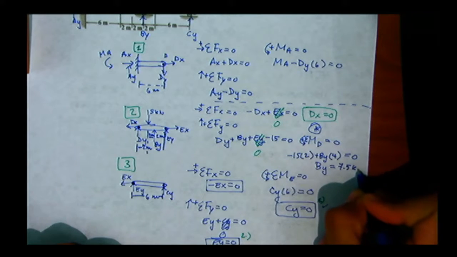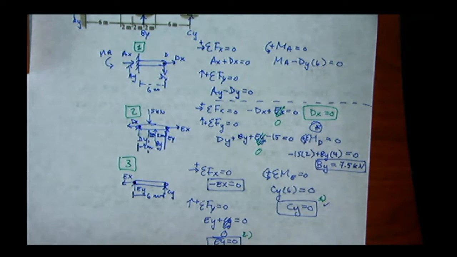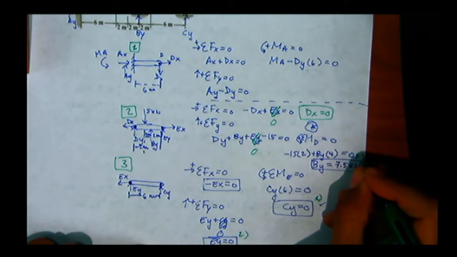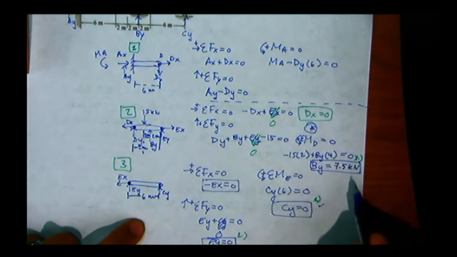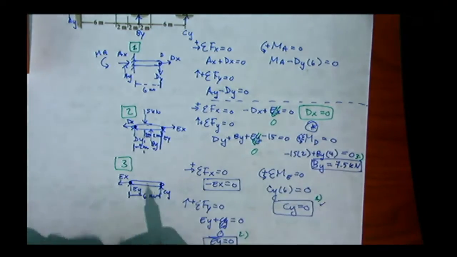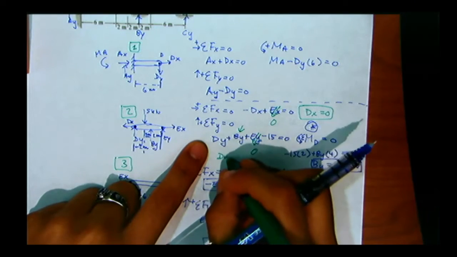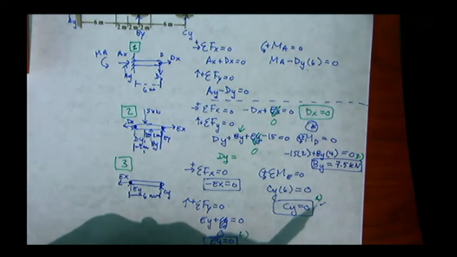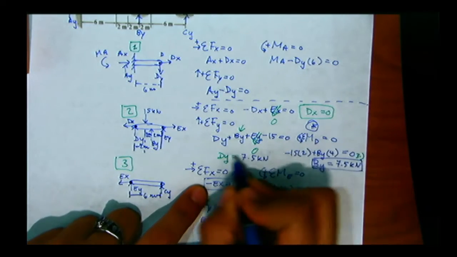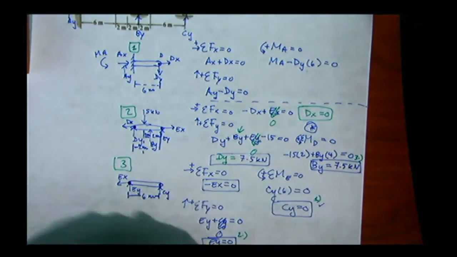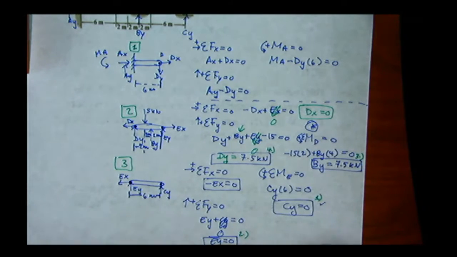So now we have BY. If we have BY, looking at the sum of forces about y, we can know what dy is, right? If we were to just put it in, it's kind of simple, right? So it went from here to here. All right, let's go back up. We have dy. We can solve for ay.